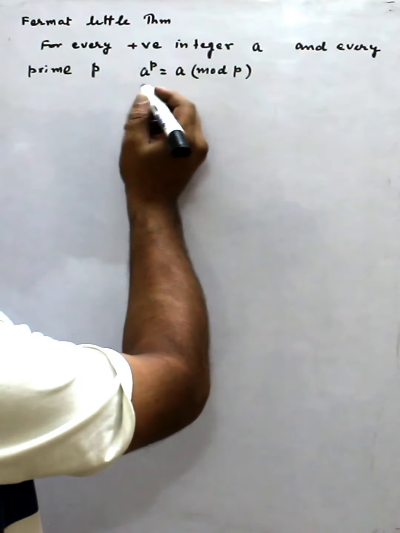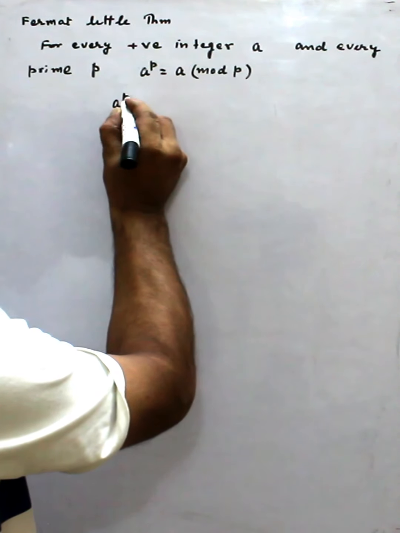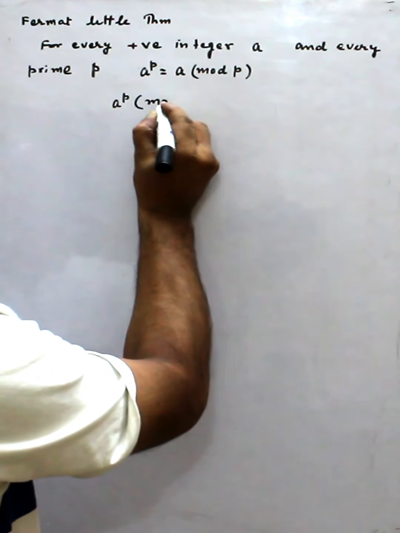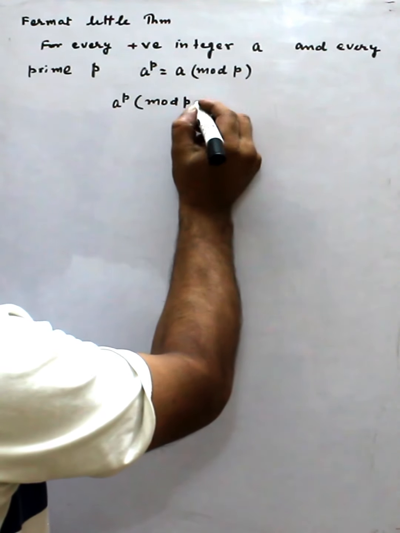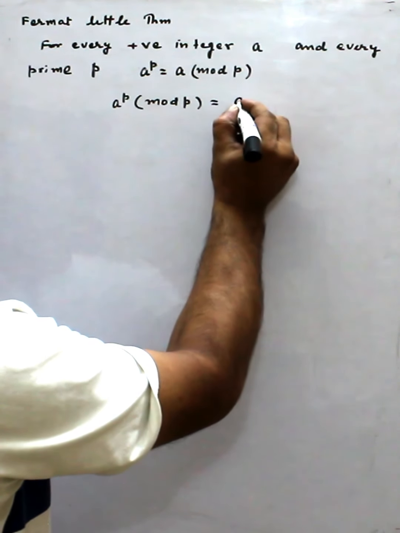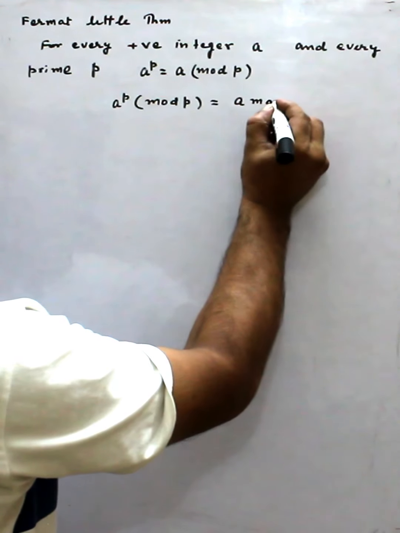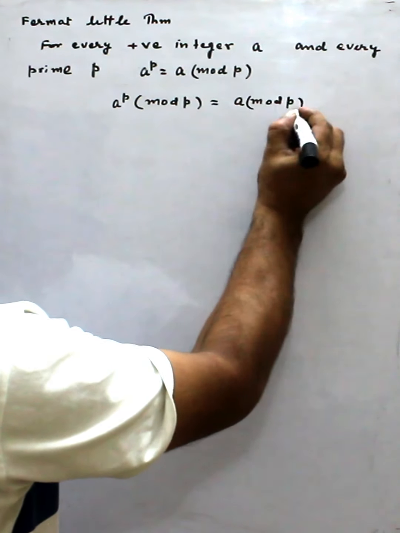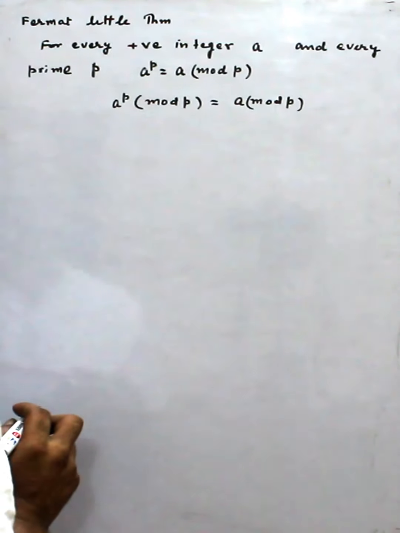Fermat's Little Theorem. For every positive integer a and every prime p, a raised to p is equal to a mod p. For this we can also write a^p mod p equal to a mod p. So this thing we can write like this also.